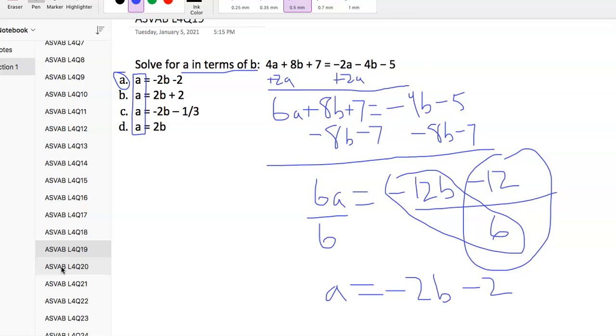All right, so it's a bunch of math. None of the math is actually all that tough. We just need to take it step by step and end up with an answer with A equals negative 2B minus 2.